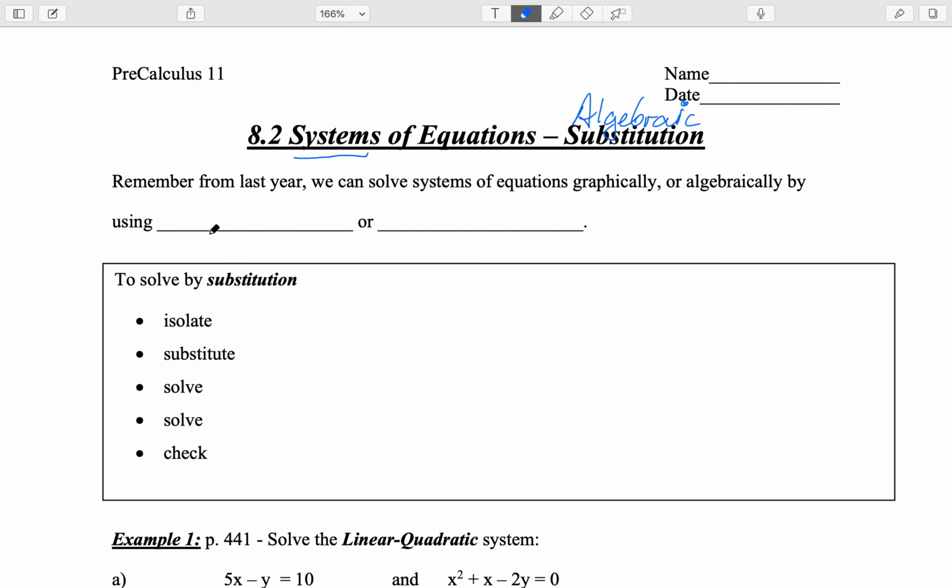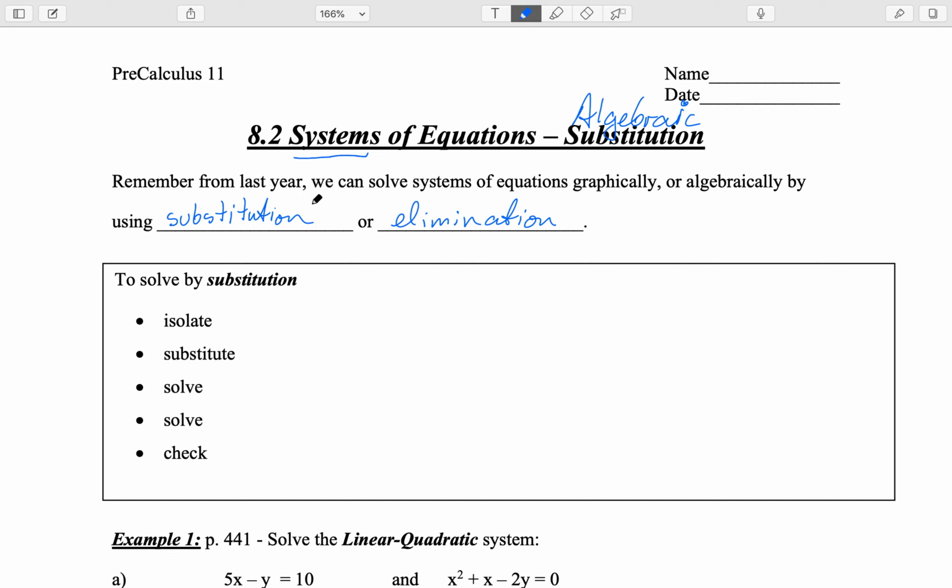Now, you did this last year in grade 10, like your last chapter was systems, but it was doing them graphically or algebraically. Now, algebraically, there's two different ways of doing this. One is called substitution, and that's what we're doing today. The other one was called elimination. This is where you eliminated one of the variables. We're not doing that one today. Today we're just going to do substitution.